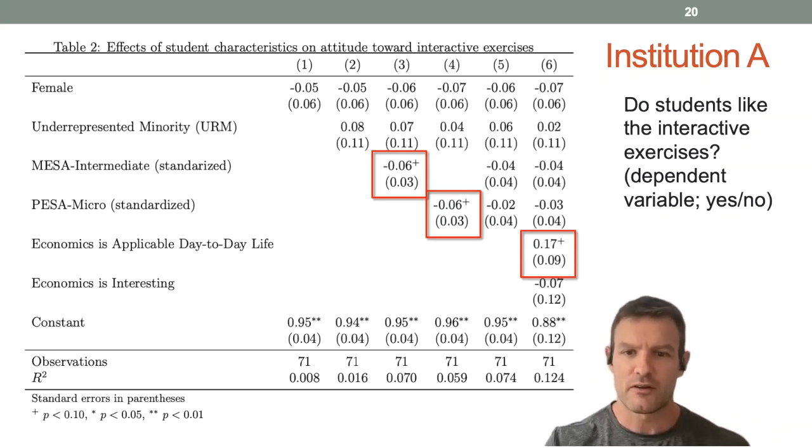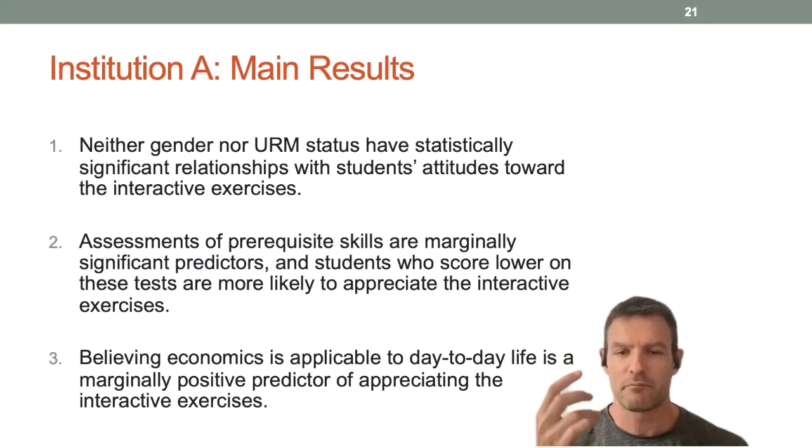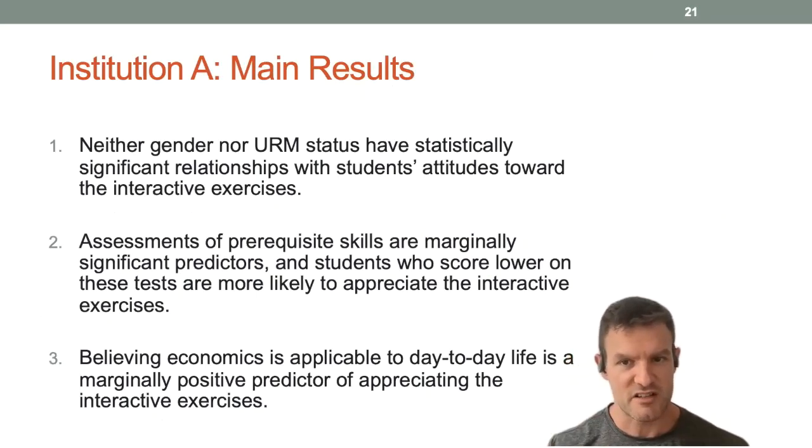And then a student who found them applicable to day-to-day life, economics that is, also is somewhat marginally more likely to report that these are helpful. So the results there, 3 of them: neither gender nor underrepresented minority status have statistically significant relationships with the student's attitude toward the interactive exercises. The assessments of the prerequisite skills are marginally significant predictors, and students who score lower on those tests are more likely to appreciate the interactive exercises. And then finally, believing economics is applicable to day-to-day life, that's a marginally significant predictor of appreciating the interactive exercises.